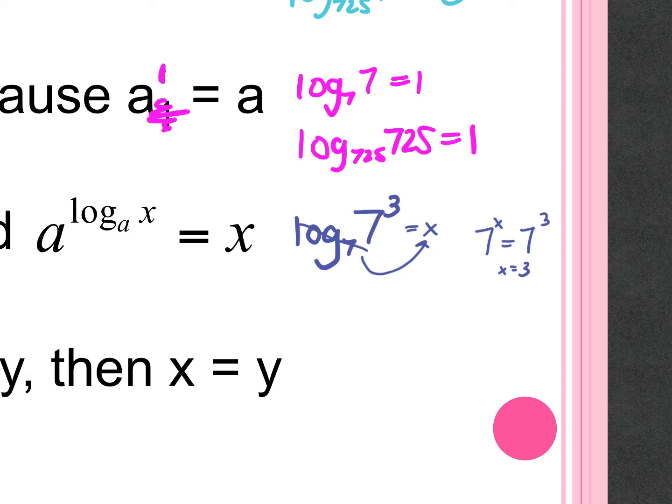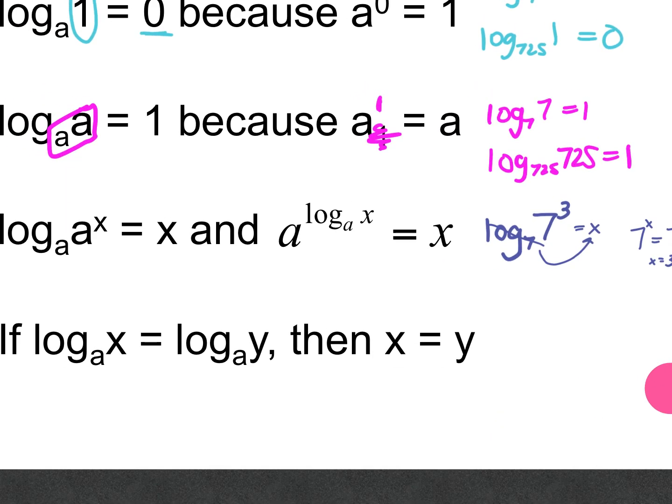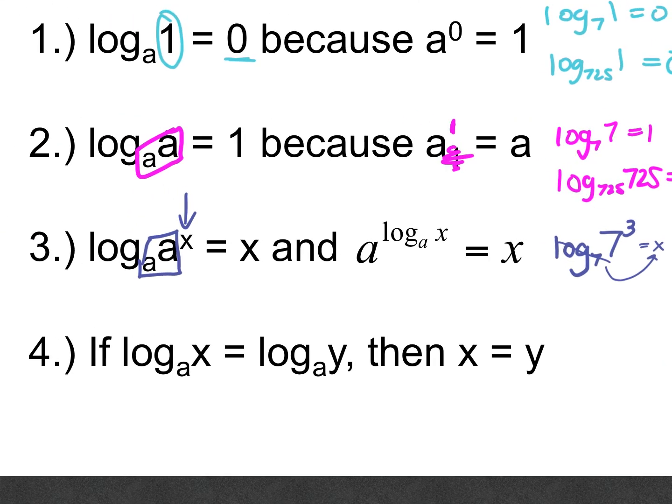But the shortcut is if the base and the big term are the same, and it has an exponent, you keep the exponent. The exponent is the answer.